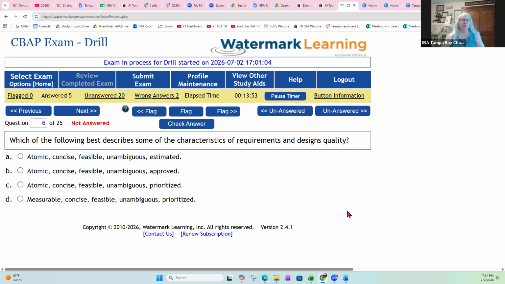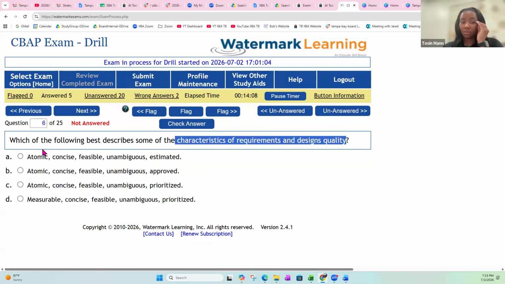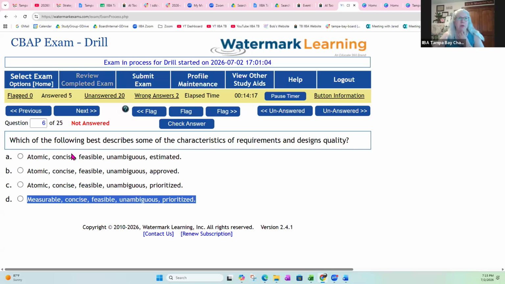Which of the following best describes some of the characteristics of requirements and design quality? This is not the SMART one. This is the other one, characteristics of requirements and design quality. Three of them have atomic and this one doesn't. Do we need atomic? Yes, we need it. So we're going to eliminate that one. Concise, feasible, unambiguous. Here's our only option. Estimated, approved, or prioritized.